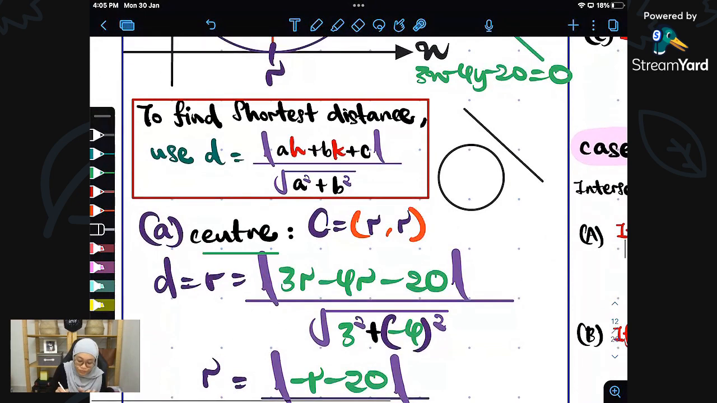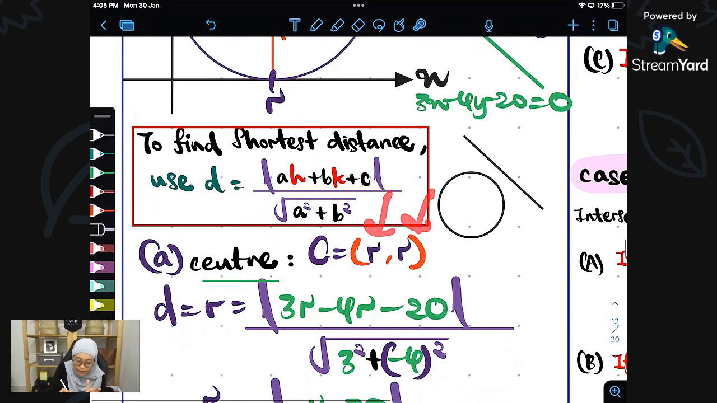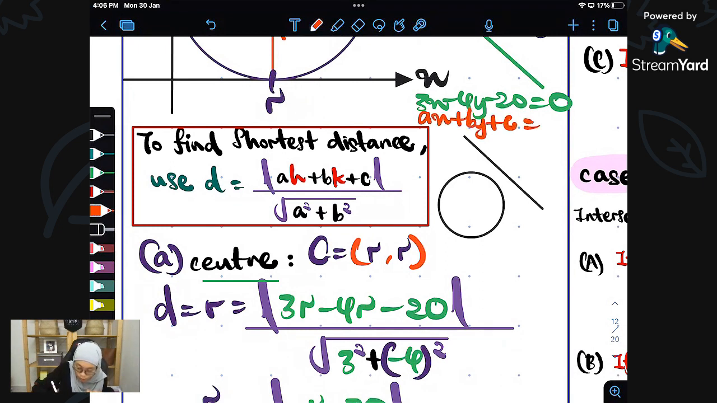And so after we understand that, we can sub in our H and K, because we already understand that our H and K is actually the center, which is R coordinates already, okay? We do understand this already, very clear of this already. So we sub in the R in the formula, and then we also sub in this value of AX plus BY plus C equal to 0.